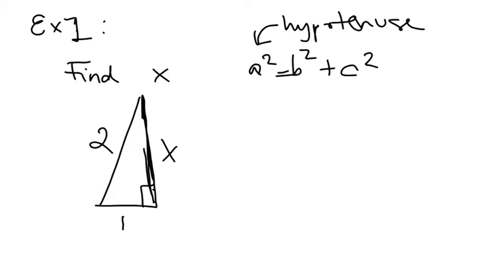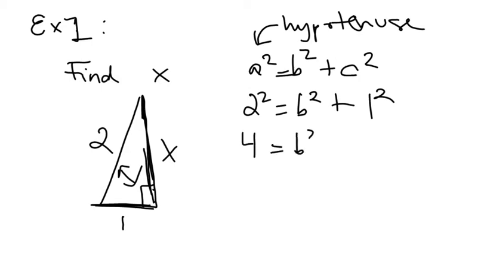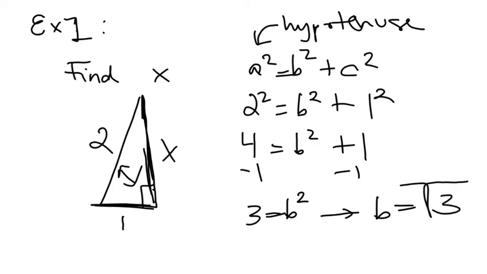Okay, so now that you have found a value for x, I will show you how to do the right answer. We know that our hypotenuse is across from the 90-degree angle. So 2 is our hypotenuse, so we have 2 squared equals b squared plus our second side that we know is 1 squared. We know 2 squared is equal to 4 equals b squared plus 1. We can subtract 1 from both sides, and we have 3 equals b squared. What this means is that b is equal to the square root of 3, because we have to take the square root of both of these sides to get rid of the squared.